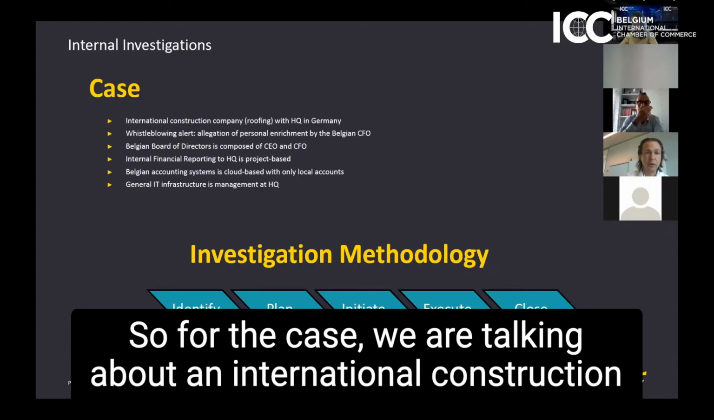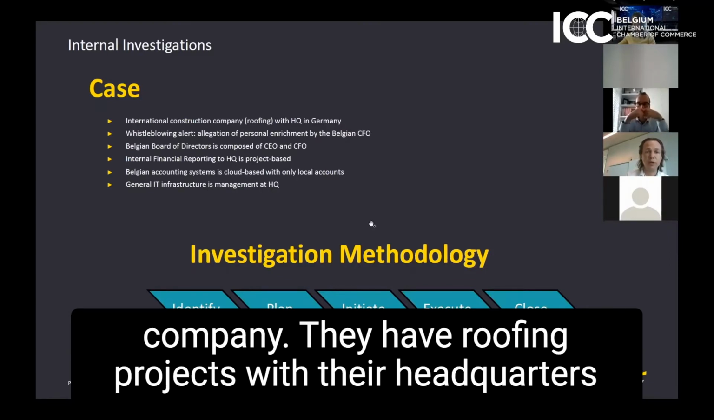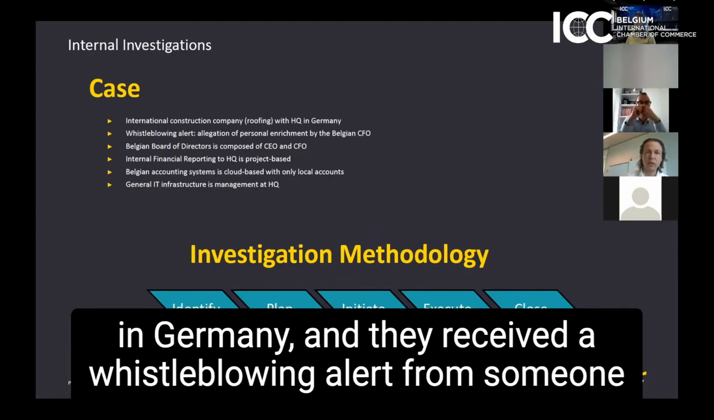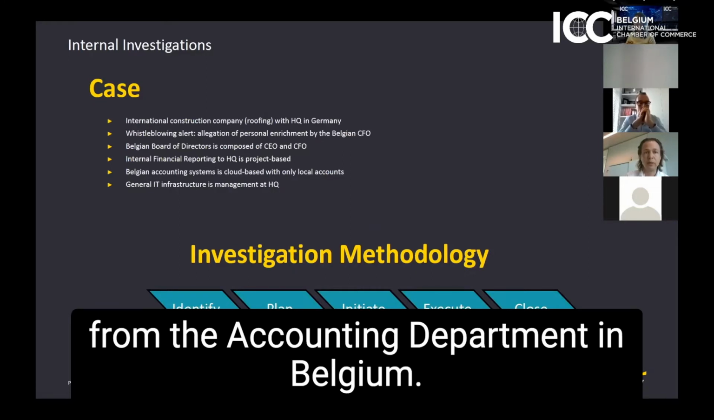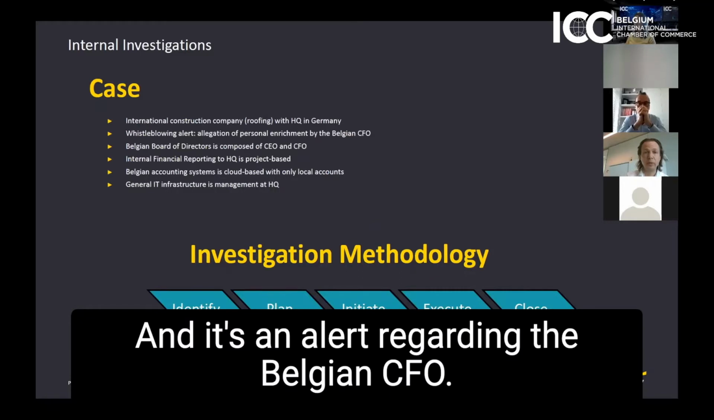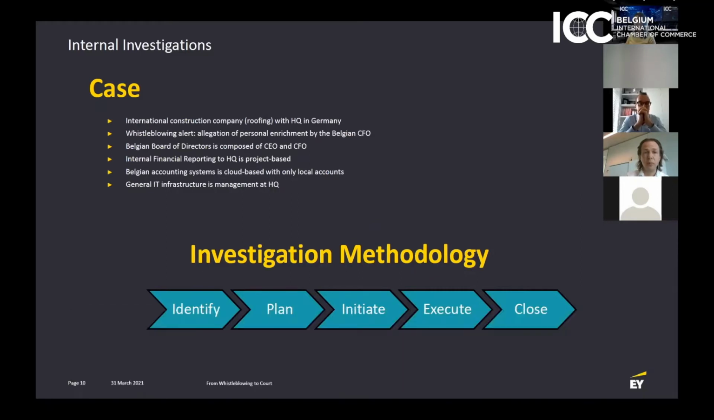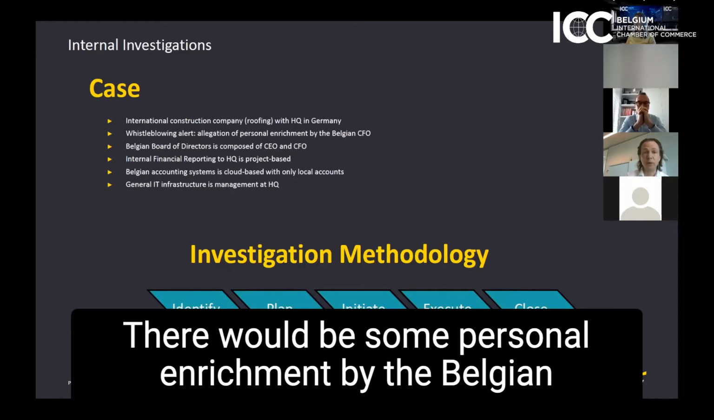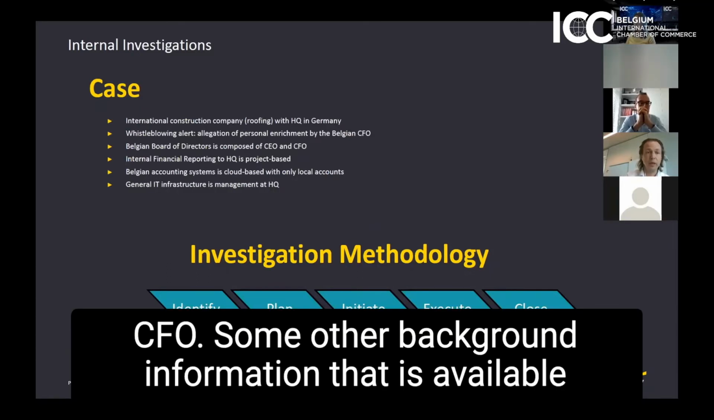So for the case, we are talking about an international construction company. So they have roofing projects with their headquarters in Germany. And they received a whistleblowing alert from someone from the accounting department in Belgium. And it's an alert regarding the Belgian CFO. And there would be some personal enrichment by the Belgian CFO.